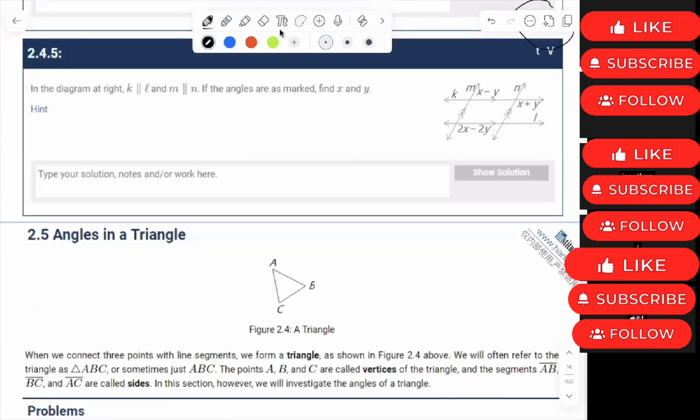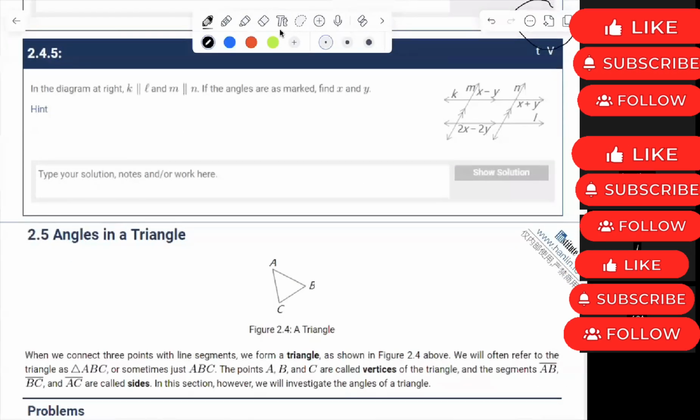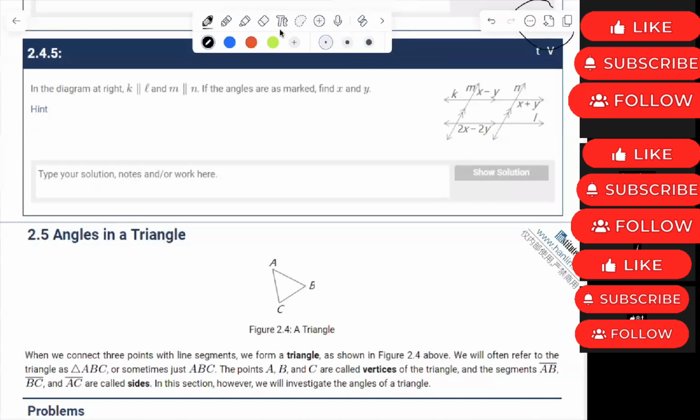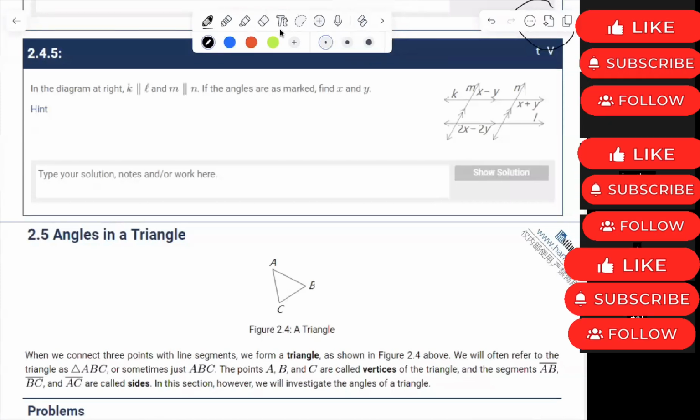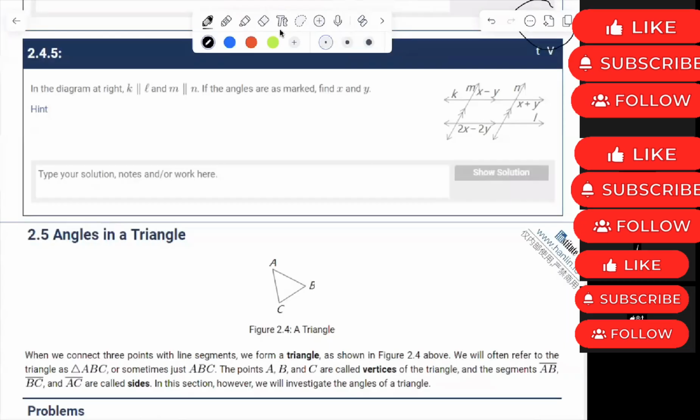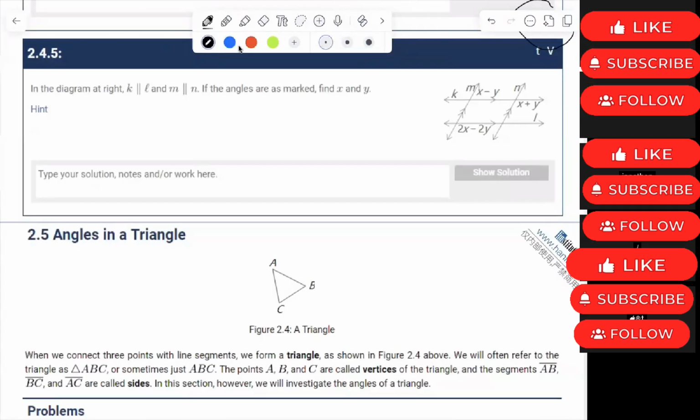Now let's move on to 2.4.5. In the diagram at right, K is parallel to L and M is parallel to N. If the angles are as marked, find x and y. Let's give it a try on this question and tell us in chat.